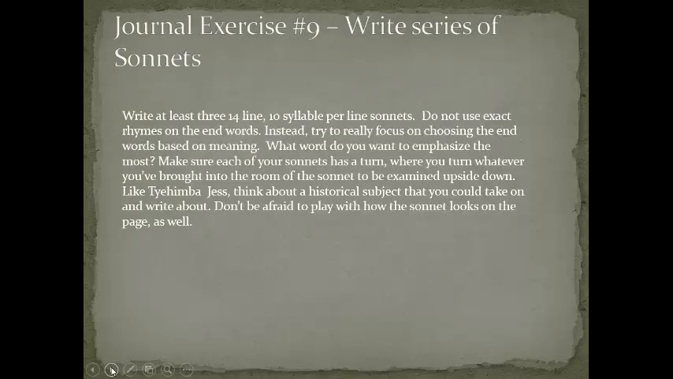Then your journal exercise will be to write a series of sonnets, like Olio or like A Wreath for Emmett Till. I'd like you to write at least 3 14-line, 10-syllable per line sonnets, okay? Do not use exact rhymes on the end words. You need to not use them. I want you to try to use something different. Instead, try to really focus on choosing the end words based on meaning. What word do you want to emphasize, right? What word is the most important to emphasize and makes the most meaning when you do that? I want you to make sure each of your sonnets has a turn.